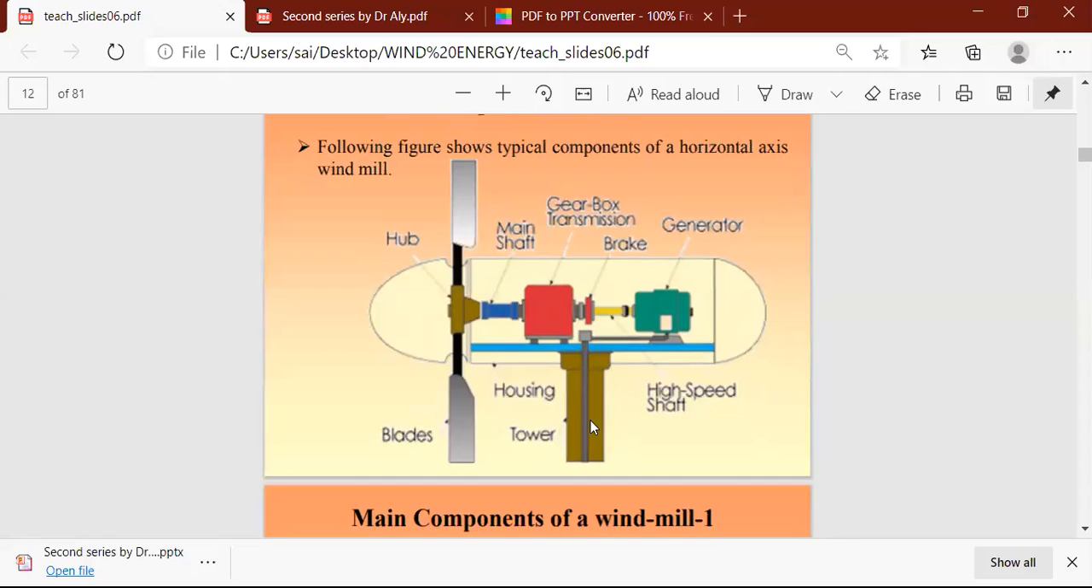This is the horizontal windmill. The direction of wind is in this direction. Commercially, we have to learn about this topic, the horizontal axis wind turbine, in detail. Whenever we discuss the windmill or wind energy production, the first thing that comes to our mind is the horizontal axis wind turbine, because for commercial purposes only horizontal axis windmills are used.